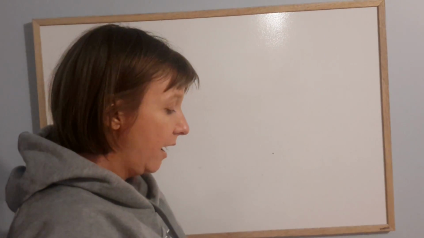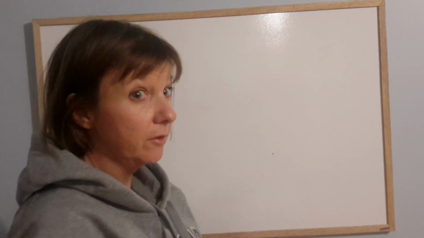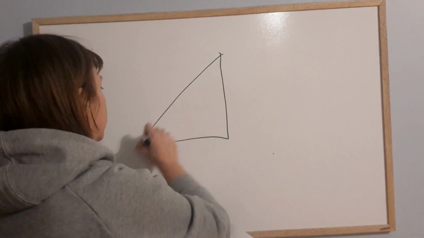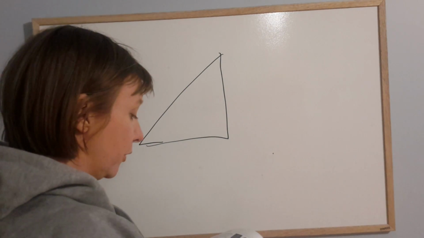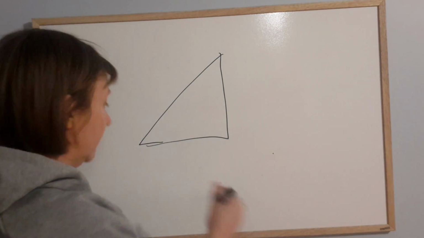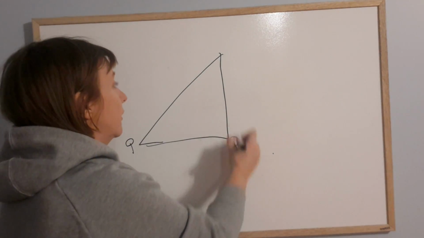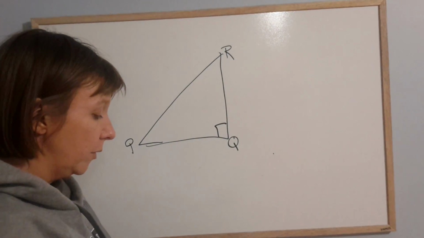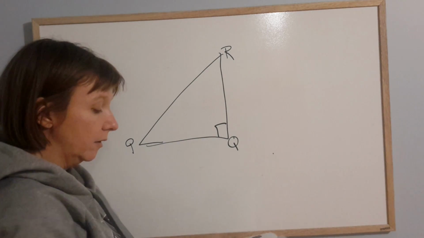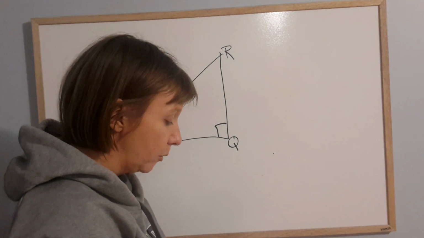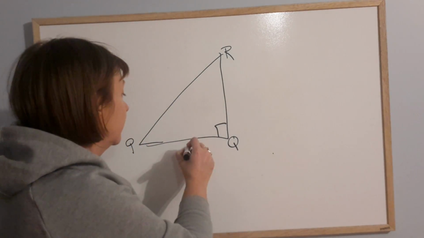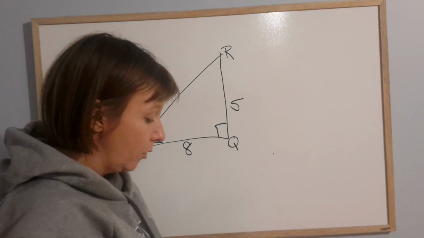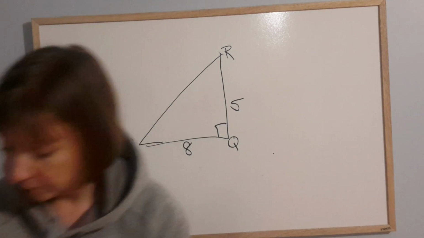So one of the examples, example 4. Example 4 gives you a triangle, and it says this is P, this is Q, and this is R, and you got a little right angle triangle there. And we have 8 and 5.